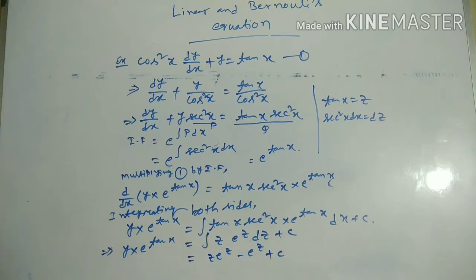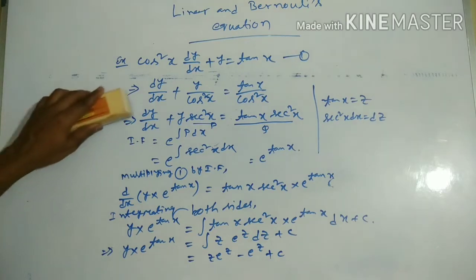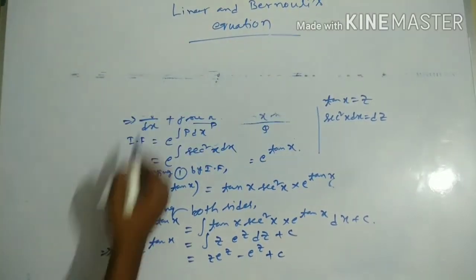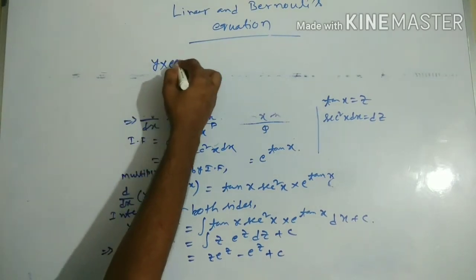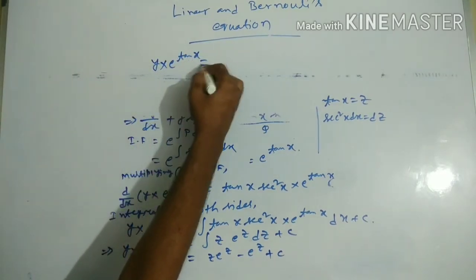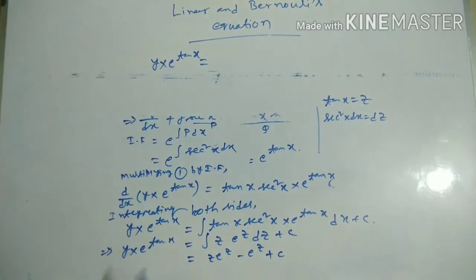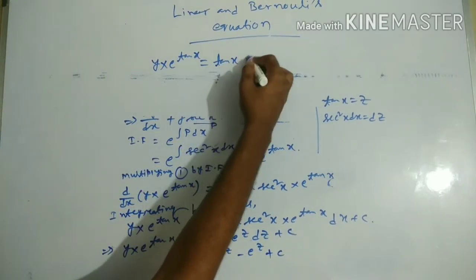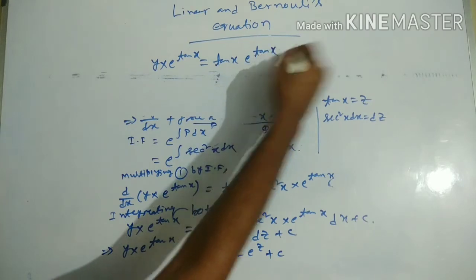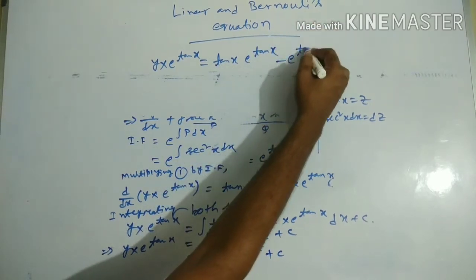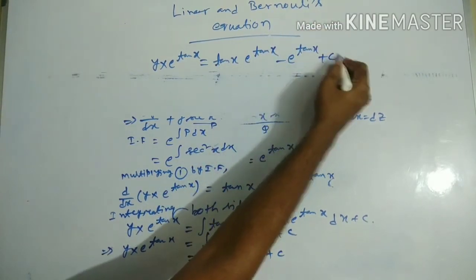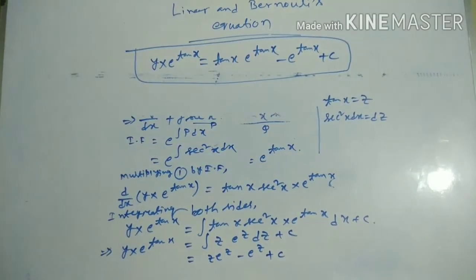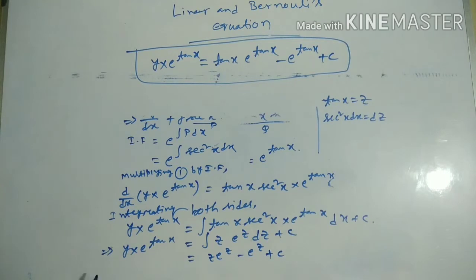So the general solution is y into e to the power tan x equal to, I am putting the value of z, that is tan x, e to the power tan x minus e to the power tan x plus c. So this is the general solution of the given differential equation.